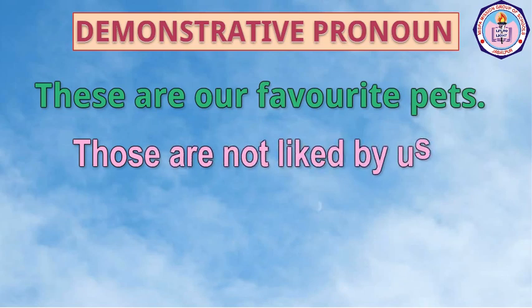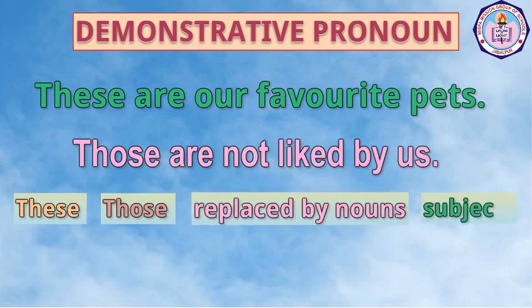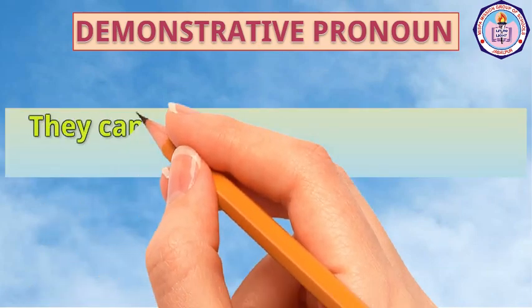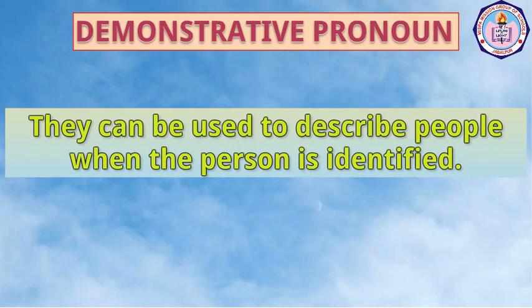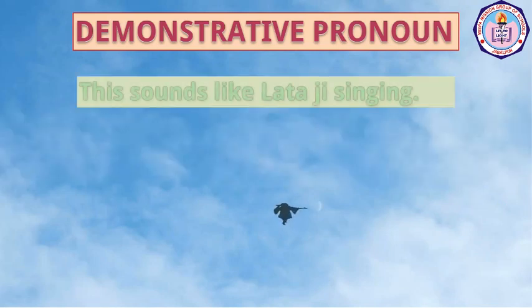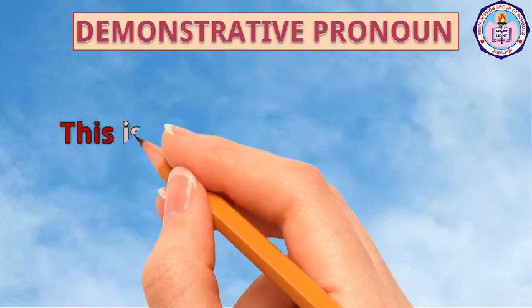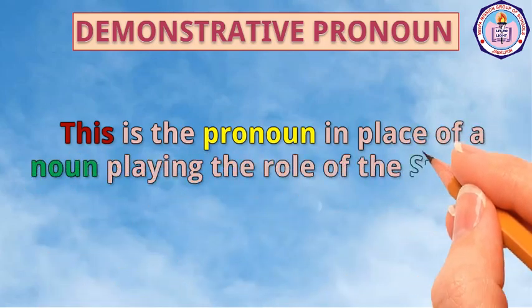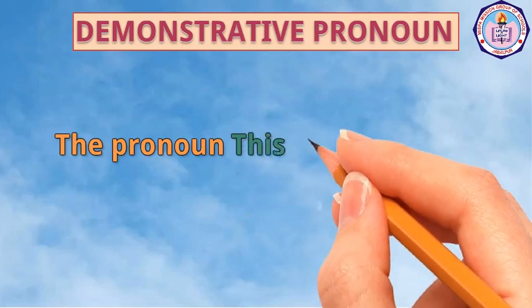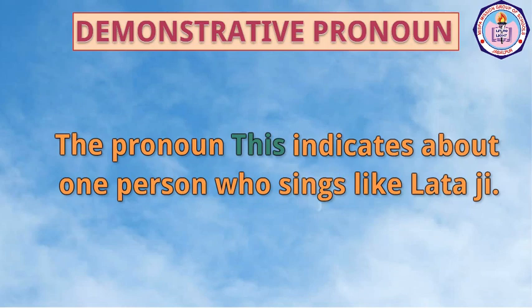Those are not liked by us. In both of these cases, these and those are replaced by nouns acting as subjects. However, they can be used to describe people when the person is identified. For example, this sounds like Lataji singing. Here, this is the pronoun in place of a noun playing the role of the subject. The pronoun this indicates one person who sings like Lataji.